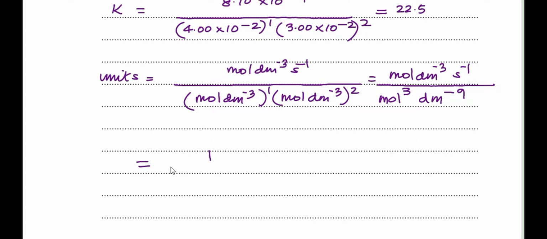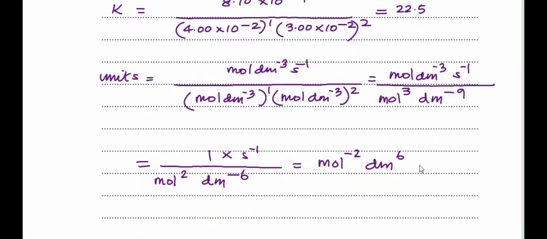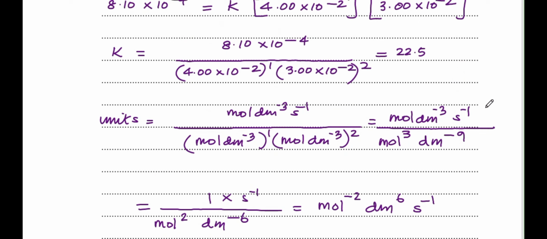Therefore, let's write 1 times per second in the numerator. In the denominator is mole squared dm to the power of minus 6. Bringing them to the numerator, we can now write moles to the power of minus 2 dm to the power of 6 seconds to the power of minus 1. So that will be the unit here. Moles to the power of minus 2 dm to the power of 6 per second.